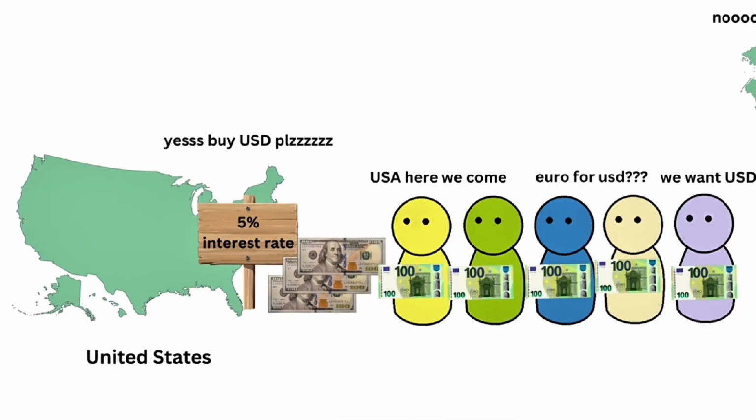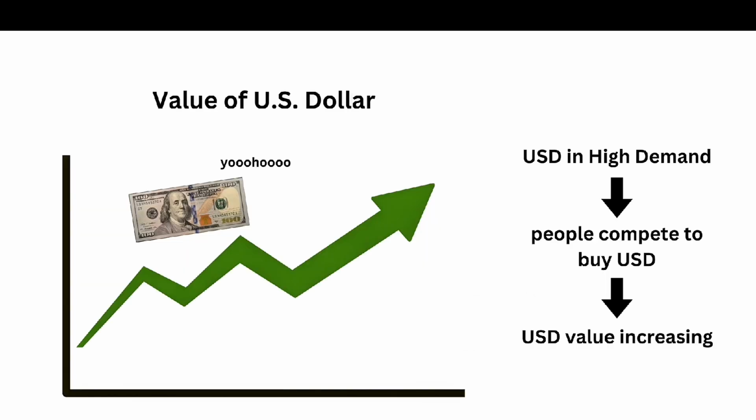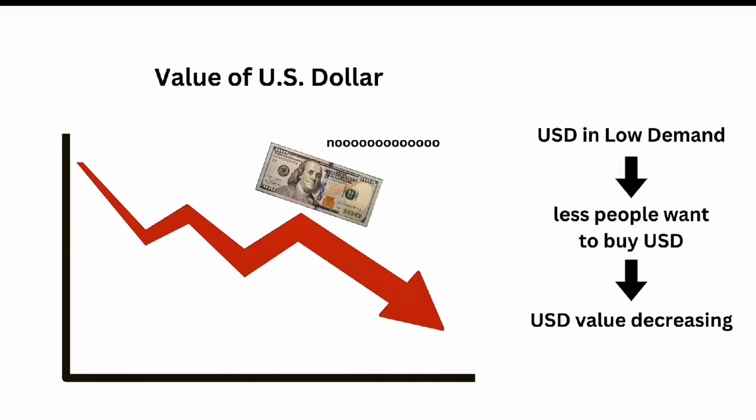Now think, if the US is offering 5%, but Germany is only offering 1%, where would you invest? Probably in the US, right? But to do that, you need to buy dollars. And here's the magic. More investors buying dollars means more demand, means a stronger dollar. But the opposite is also true.